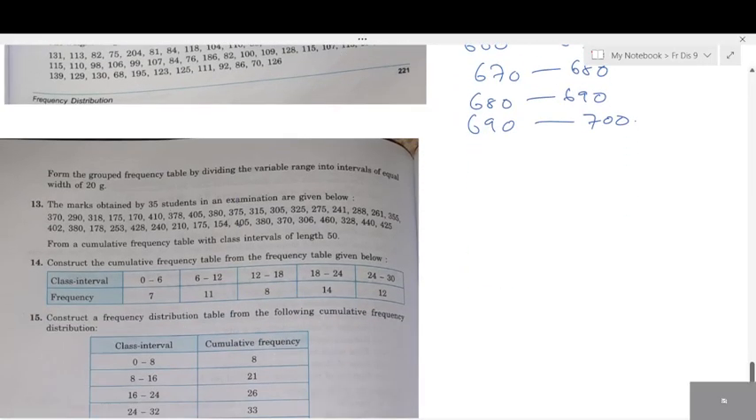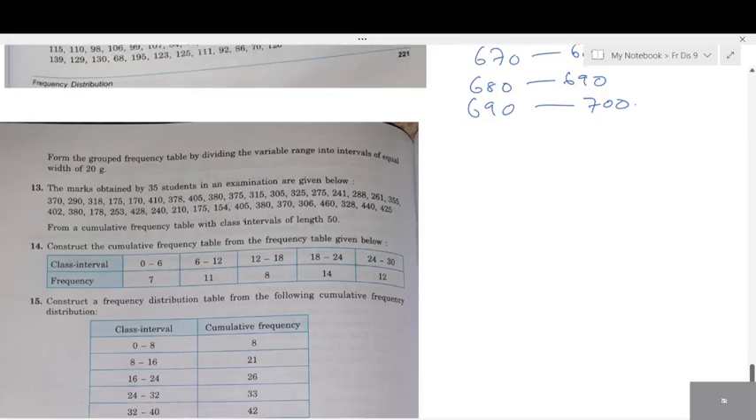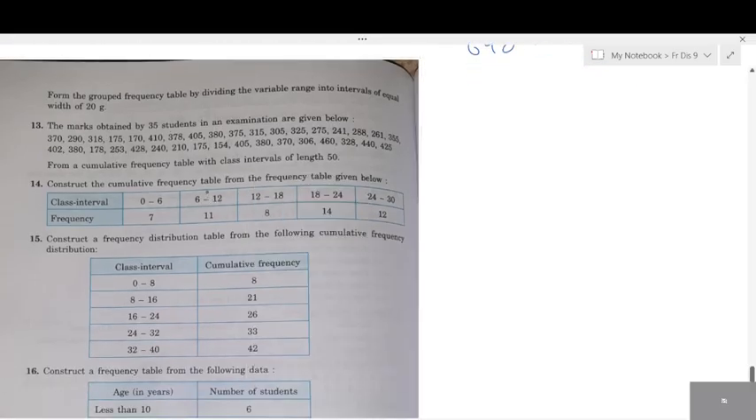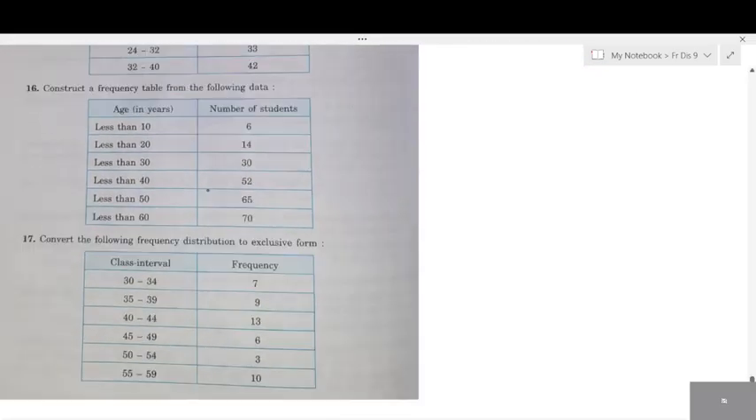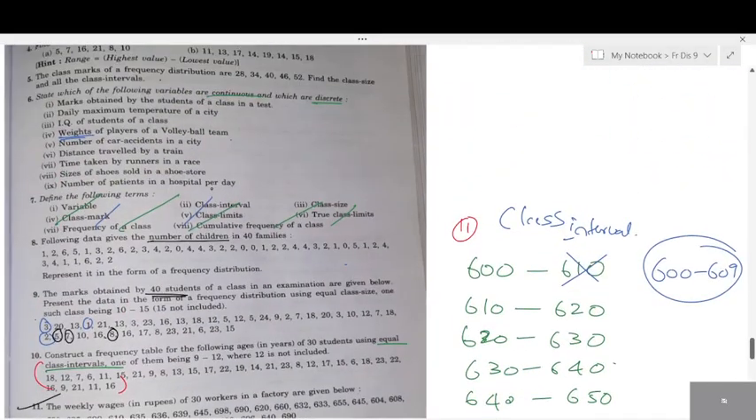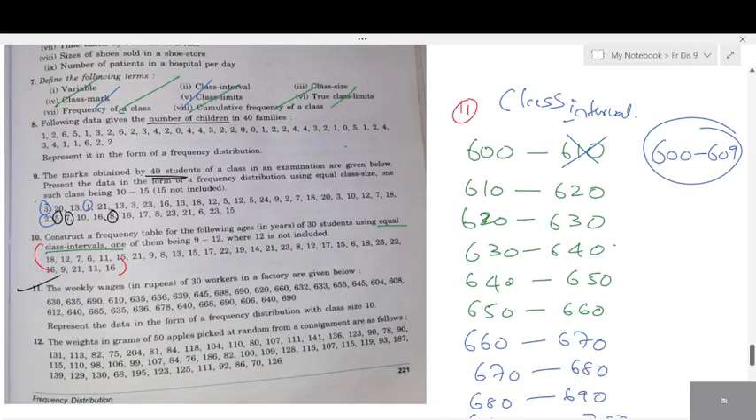12th one, 13 from a cumulative table with a class interval of 50. 13th is also the same. 14, 15 is easy, students. 16, 17. From 16, you have three tough questions. All this is simple.